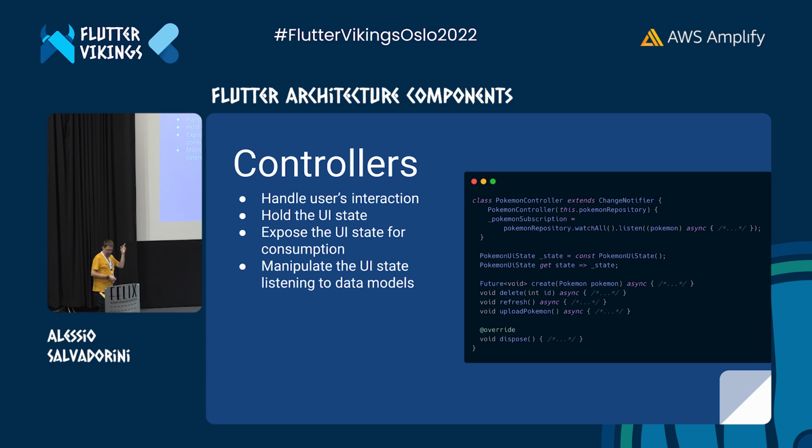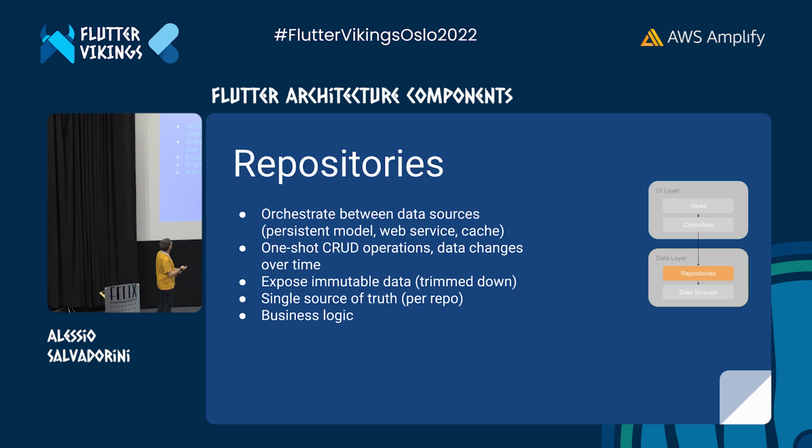So for instance, this is how the Pokemon controller is implemented. It's a change notifier, as you can see. It owns the state, so it has a reference to the state. And it has all the operations that I can do on the UI, so I can create, delete, and refresh. And then there is, of course, one dispose. And it's listening to the changes of the dataset through the repository's watch all.